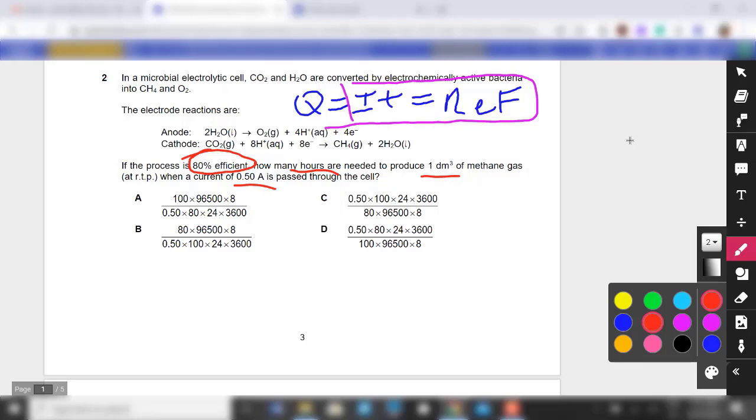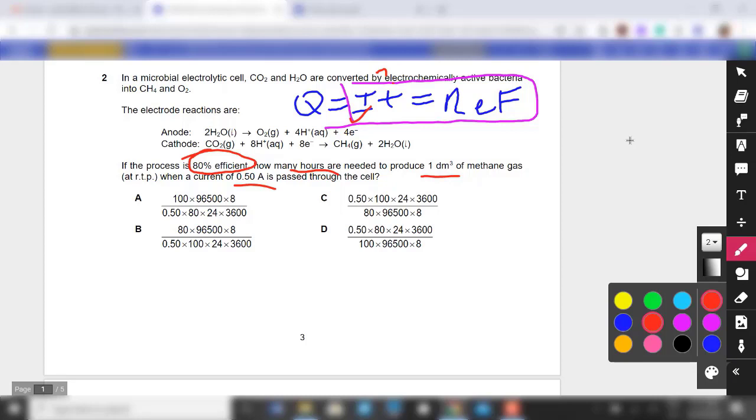Okay, now, before we go about doing the question, we need to ask ourselves, are we given the necessary information? Okay, so first of all, we are given currents. Okay, so I is given. We are supposed to find T, so not an issue. Are we given the number of moles of electron transfer? We are not given the number of moles of electron transfer, but we can easily calculate that. For a very simple reason, because we are given the volume of methane gas released.